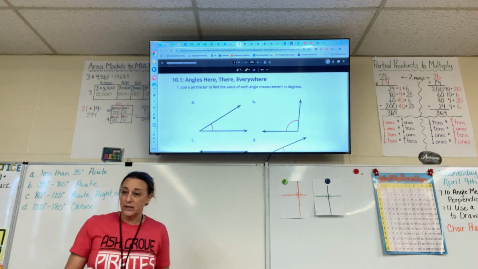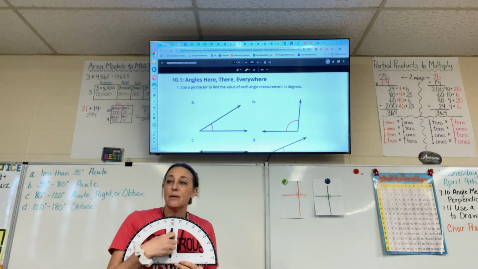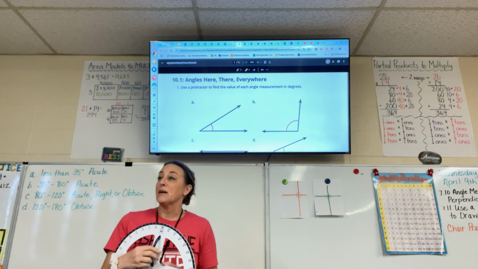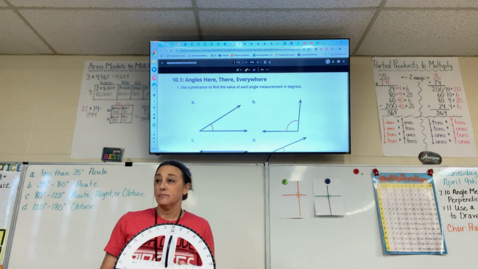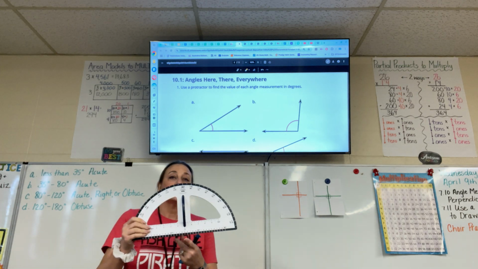Cameron, you focused? Okay. So I've got my protractor here. Jackson, I said I'm going to show you, then I'm going to let you try it. Okay. So I've got my protractor right here.